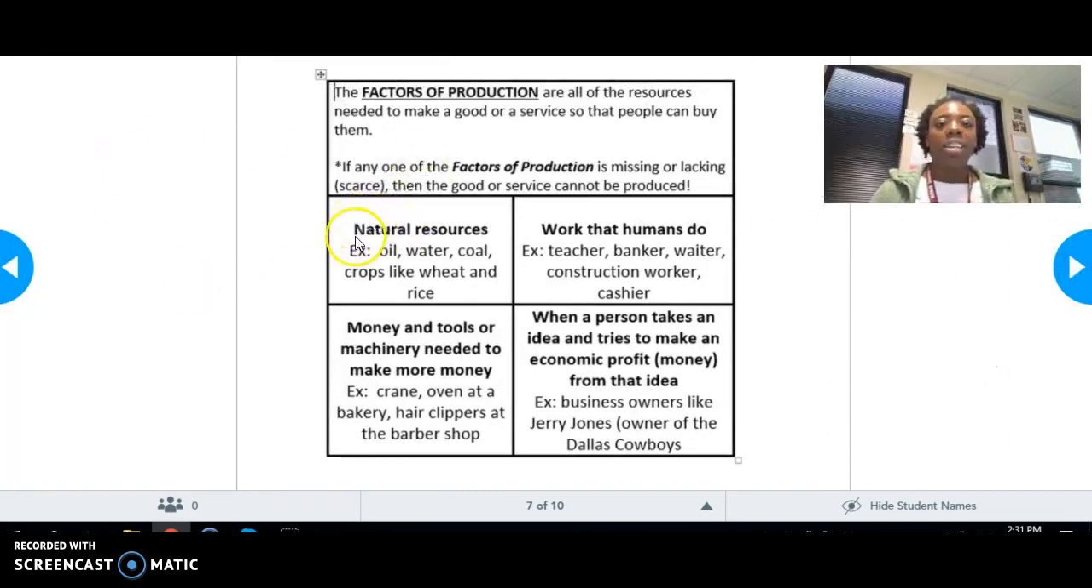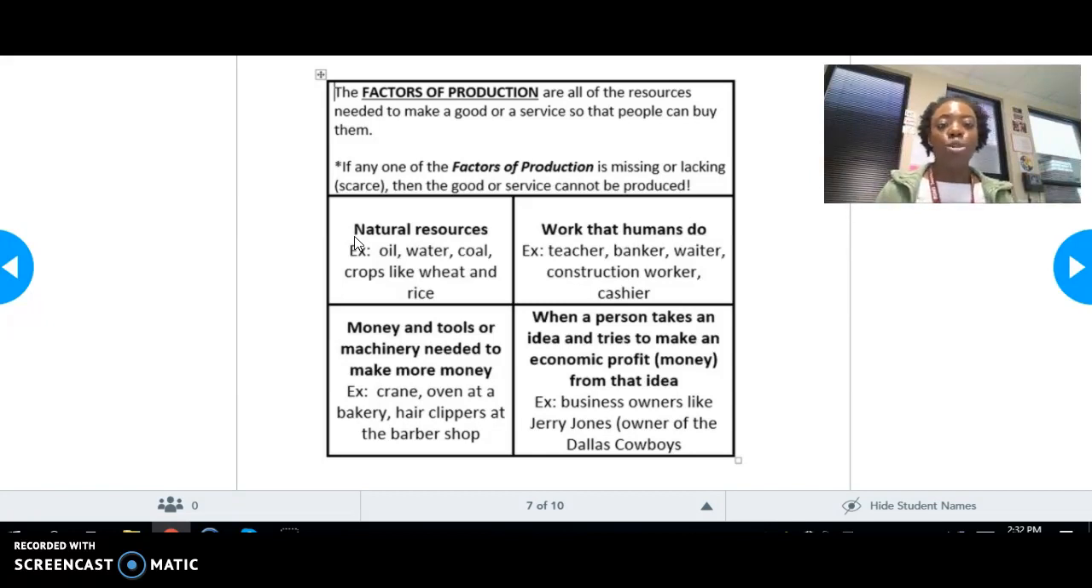Starting with land. Land is not the actual land that we're walking on, it's just the natural resources that come from the land, including things like cows, because we get milk from there, and any natural resources like oil, water, and coal. The next factor is labor. Labor can only be humans. So labor can't be like a cash register or a truck. It has to be work that humans do, like teacher, banker, waiter.